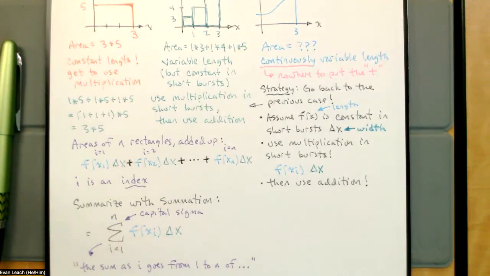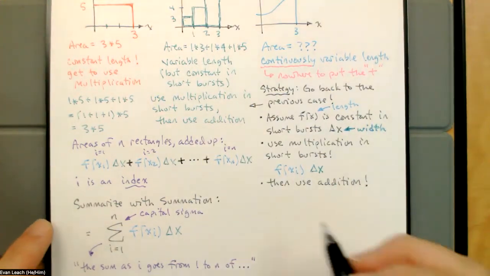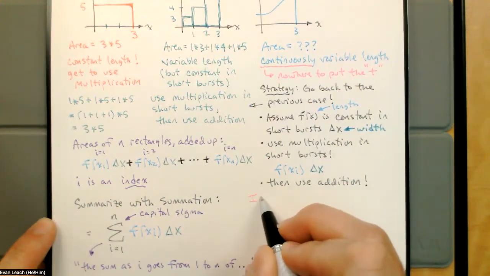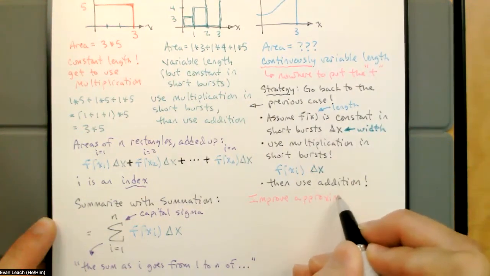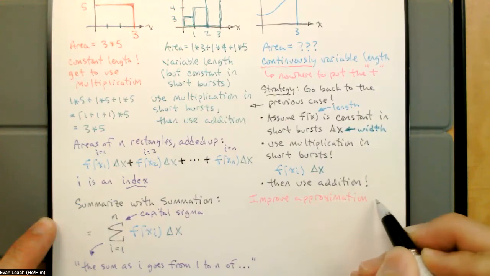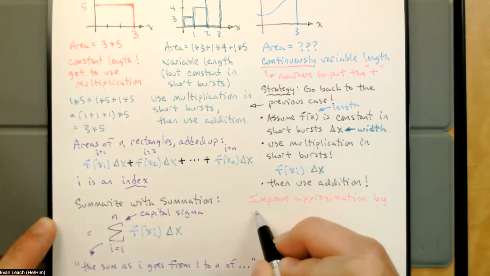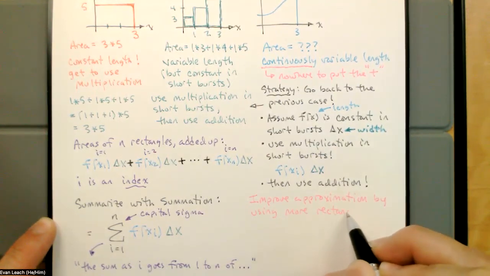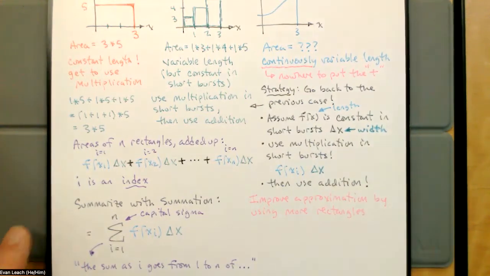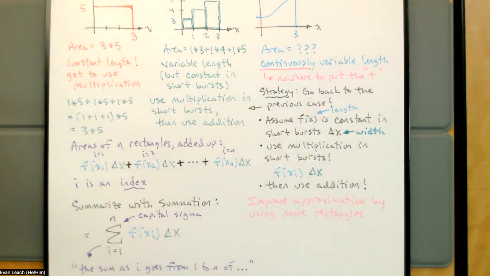So we know that we improve the approximation by using more short bursts. We can improve the approximation by using more rectangles. So calculus just says use infinitely many rectangles.